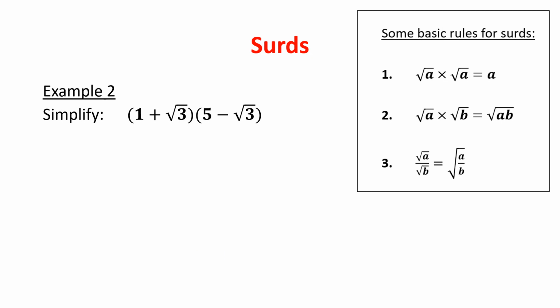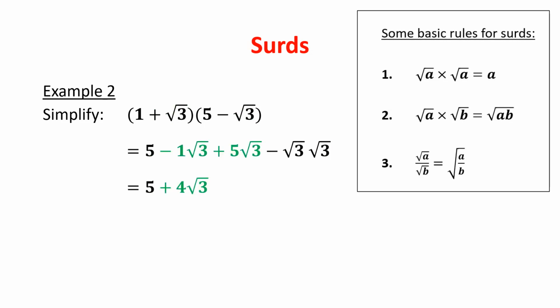All right, example 2. Let's multiply these two surds. Just treat it like a quadratic. So let's go 5 times 1 is 5. 1 times negative square root 3 is negative 1 times square root 3. 5 times square root of 3 is plus 5 times square root 3. And square root 3 times negative square root 3 is negative square root 3 times square root 3.